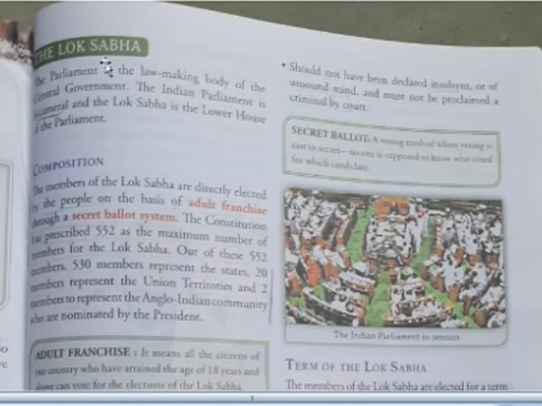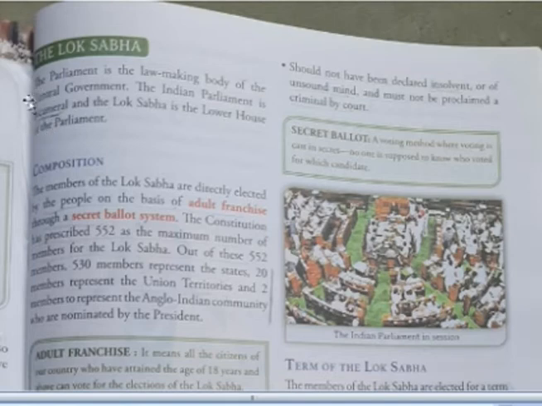Now we'll discuss about the Lok Sabha in detail. So the parliament is the law-making body of the central government. Okay, so what is the main function of the parliament? To make laws for a country. Okay, the Indian parliament is bicameral.